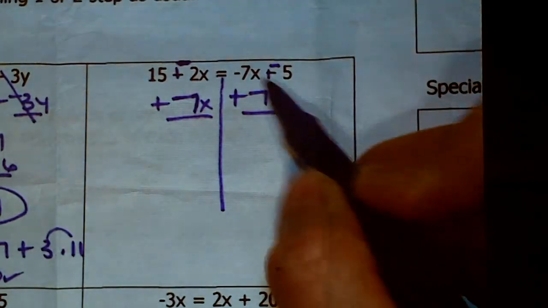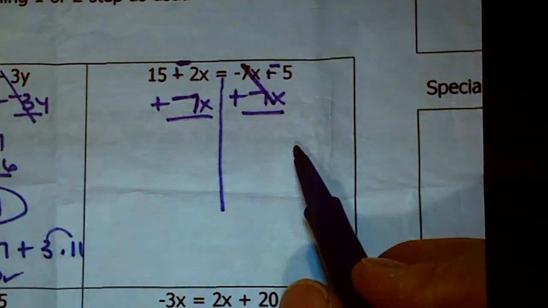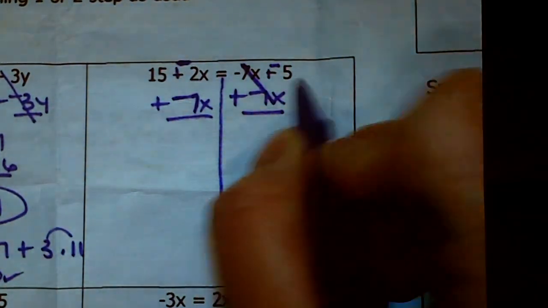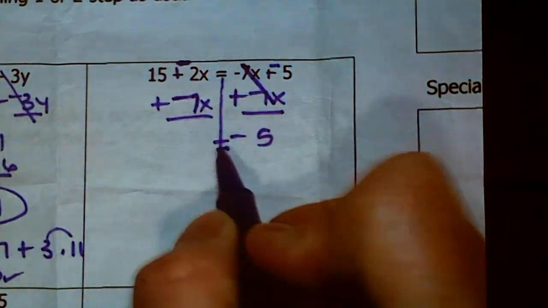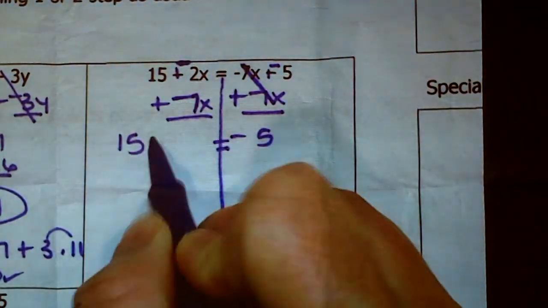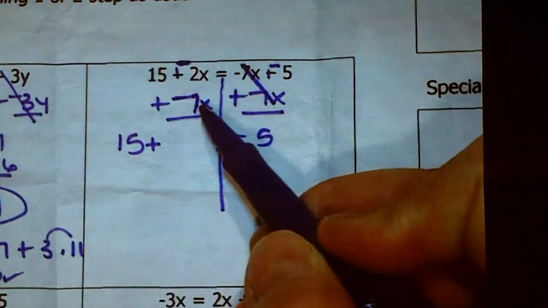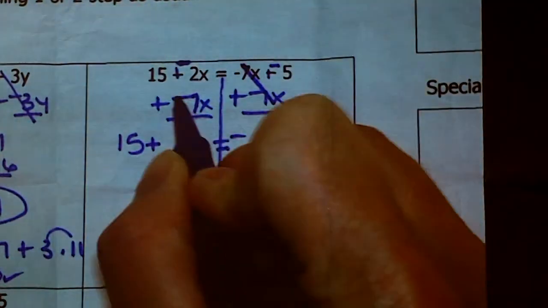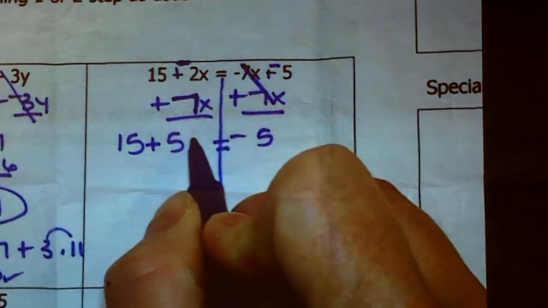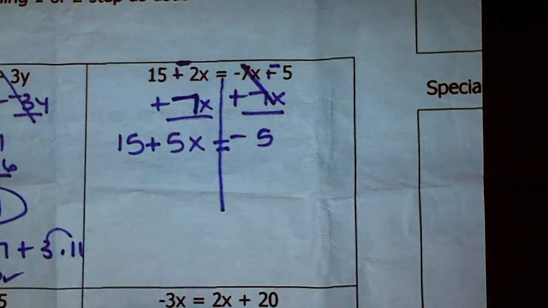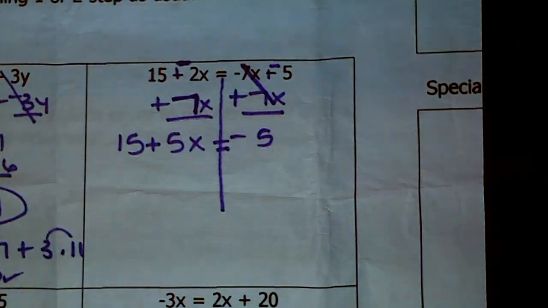So negative 7x plus positive 7x, those are like terms, they're opposites, they're gone. Negative 5 is left over here. And over here, I still have this 15, it doesn't go with anything. But I have a negative 2x and a 7x. Those are like terms. And when you take negative 2 plus 7, you get 5. So this is my 2-step equation that I'm left with.